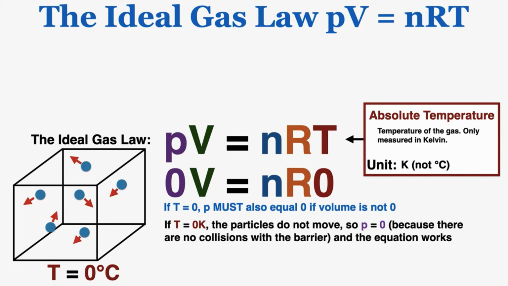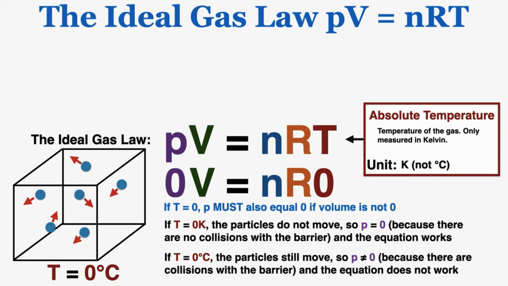If we use Celsius instead, I remember that at 0 degrees Celsius, it is not the case that the particles are standing still. They still have some random motion. And if they still have some random motion, that means that the pressure will not be equal to 0, because the particles will be randomly bumping up against the side of the container and putting a non-zero force on the container, so there will be pressure. So if we say that it's okay to use Celsius for the temperature in the ideal gas law, that would mean that the right side could equal 0, while the left side does not equal 0, and that would cause the equation to not work. So that's why for this equation, we always have to use Kelvin, never Celsius.